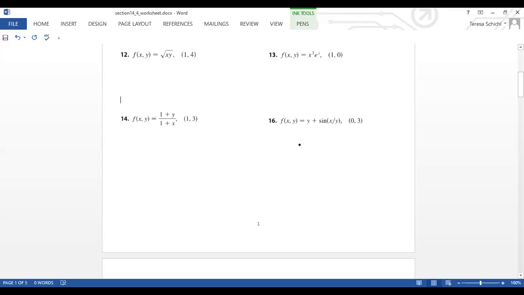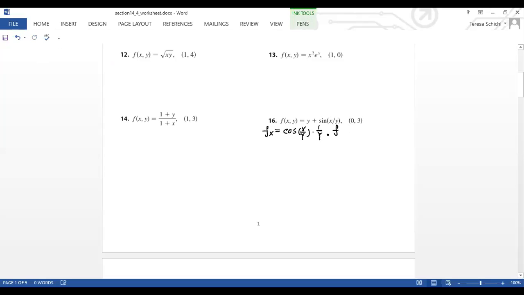In order to find the linear approximation, we're going to take the partial derivative f_x. Y is a constant. So the derivative of sine is cosine of (x over y), and then the chain rule of x over y gives 1 over y.